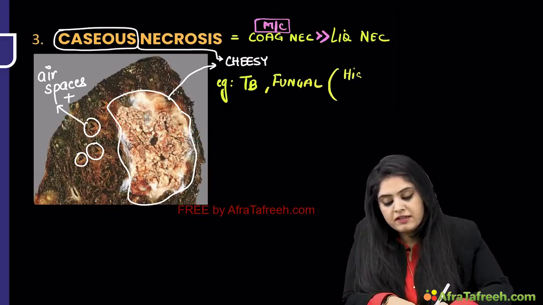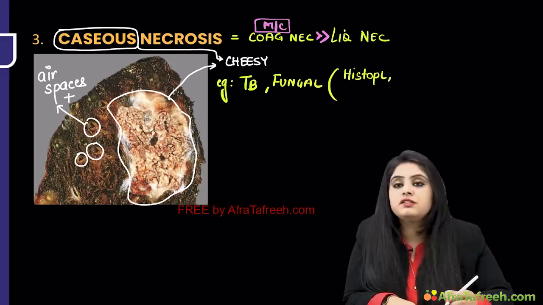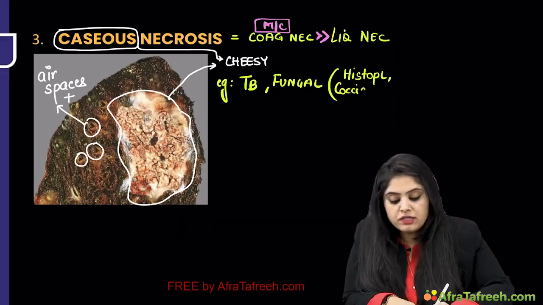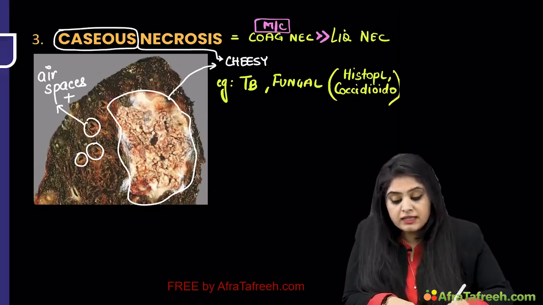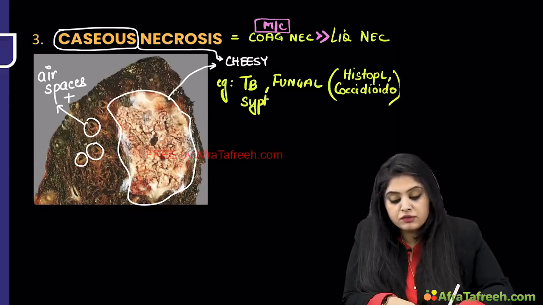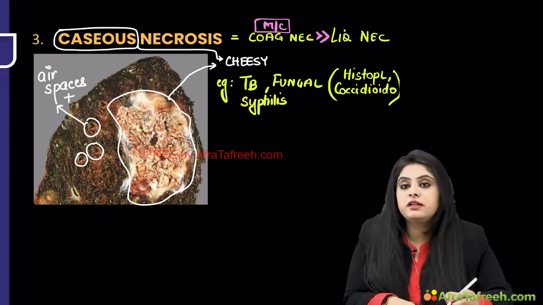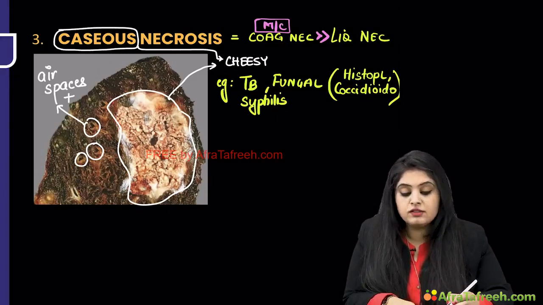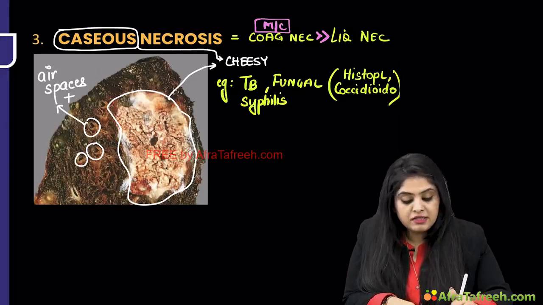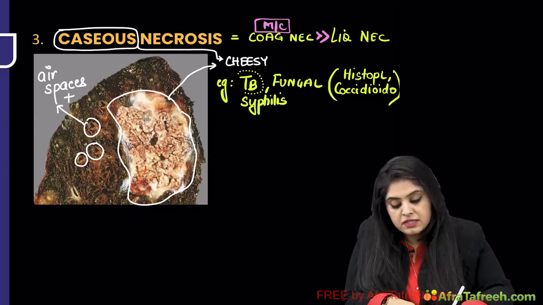For example, a very famous fungal infection is histoplasmosis. Or you can also see it in coccidioidomycosis. Or other than that, we can also see this with cases of syphilis. Yes, they can also show us necrosis, caseous necrosis. So having said that, let's take up the example of everyone's favorite TB.